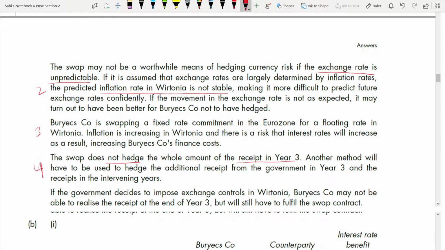Another method will have to be used to hedge the additional receipt from the government in year 3 and the receipt in the intervening years. If the government decides to impose exchange controls in Vertonia, the company may not be able to realize the receipt at the end of year 3 but will still have to fulfill the swap contract. This is 5.